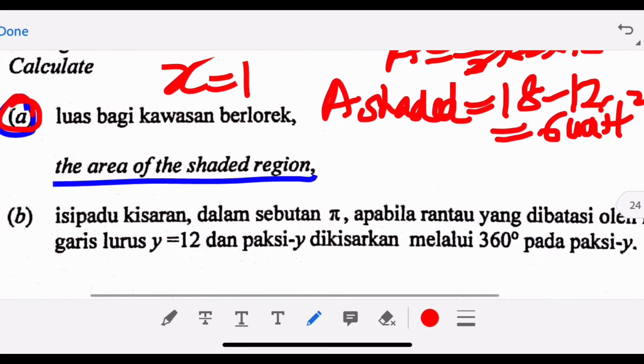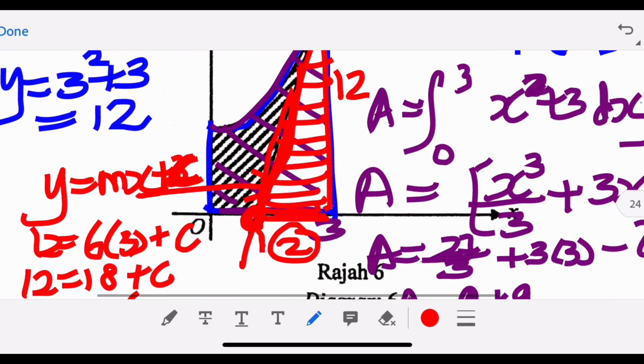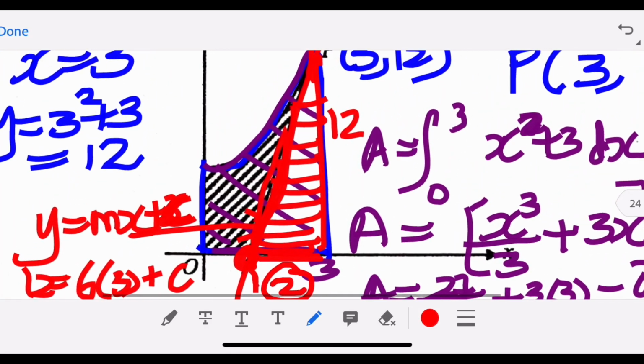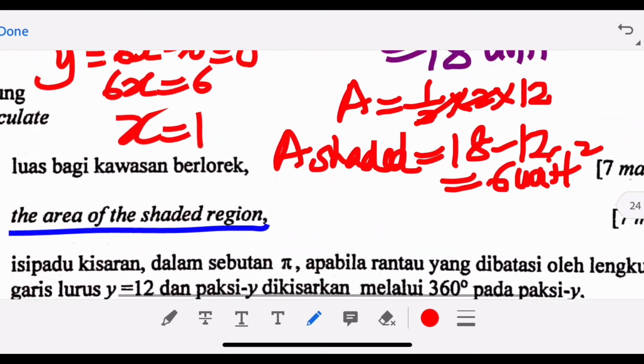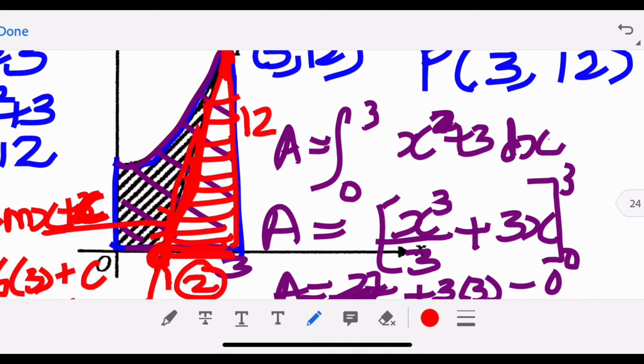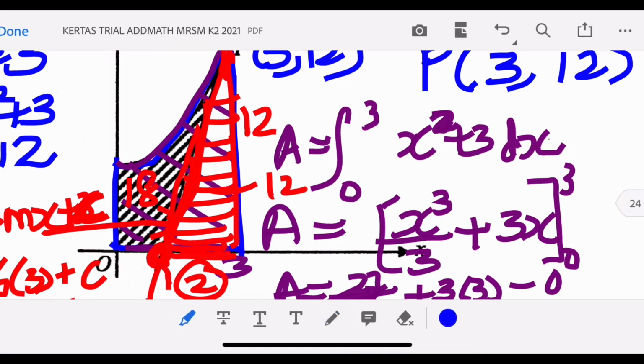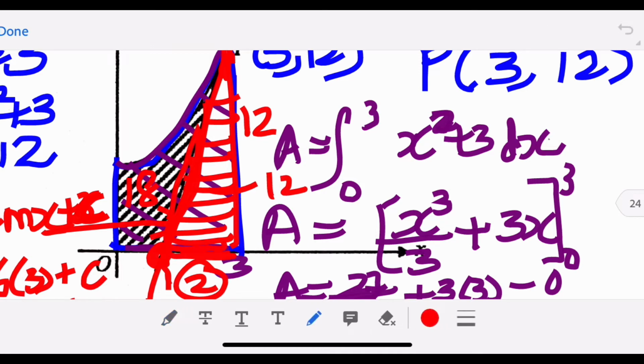Then the area minus the triangle, we get the area of the shaded region. So let's highlight again. The purple one is 18. This one is 12. And here is 18. Right? The area in purple color. So hence the balance is 18 minus 12, which is 6.